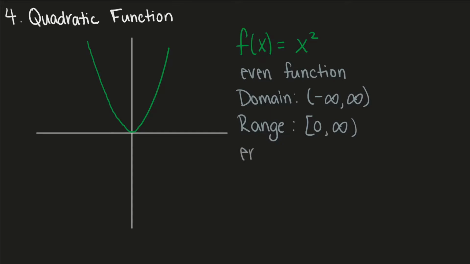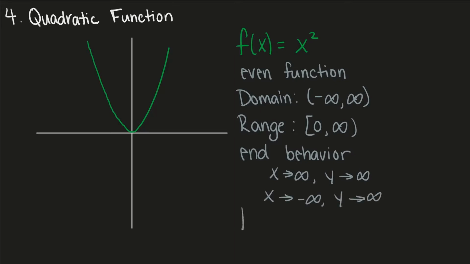Our end behavior, as x goes to infinity, y also goes to infinity. And as x goes to negative infinity, y goes to infinity. So this is really similar to our absolute value function. The biggest difference is that our absolute value has straight lines extending, where our quadratic is a curved shape.